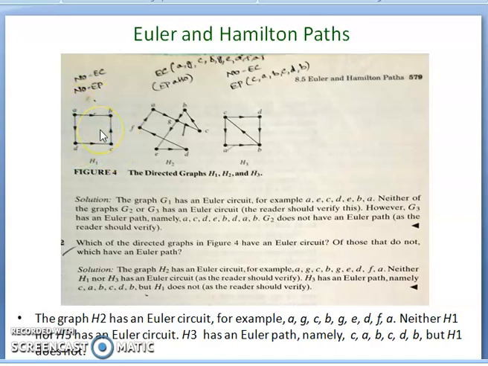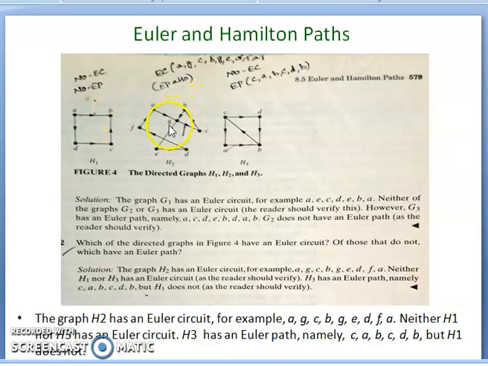An Euler path also does not exist, because, for example, an Euler path from A to B: A to D, D to C, C to B is there, but you have not passed this edge, so you neglect this edge. Hence, this is not an Euler path. This is not an Euler circuit, and this is also not an Euler path.